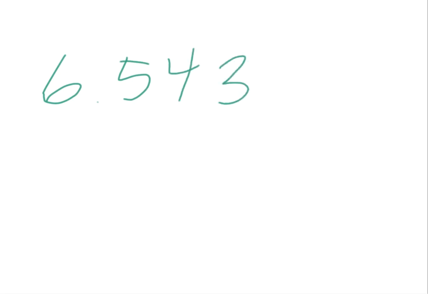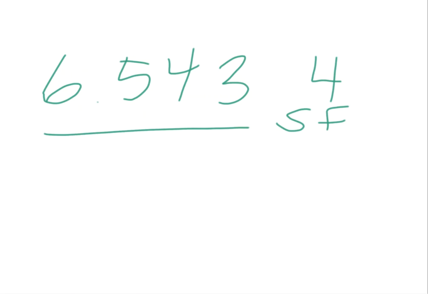The first one is all non-zeros count. So let's say you have a number like 6.543. By this first rule, all non-zeros count. So all 4 of these numbers, by that rule, should be Sig Figs. So you'll have 4 Sig Figs.